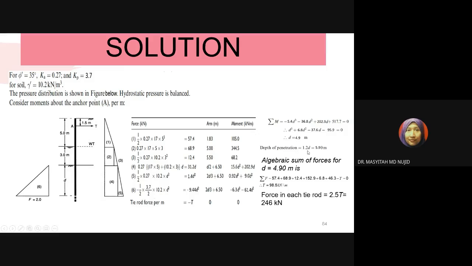So the depth of penetration is 1.2 times D. Where do we get the 1.2 here? It goes back to our assumptions in the cantilever. So the algebraic sum of forces for D of 4.9 meter is, as you can see here, the total force, and the tie force is 98.5 kilonewton per meter, and the force in each tie rod is equal to 2.6 kilonewton.